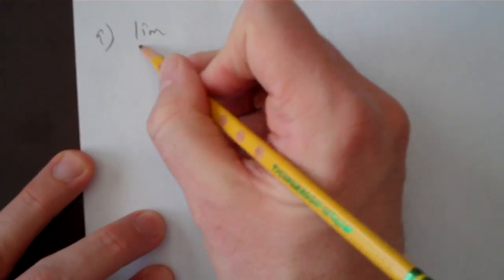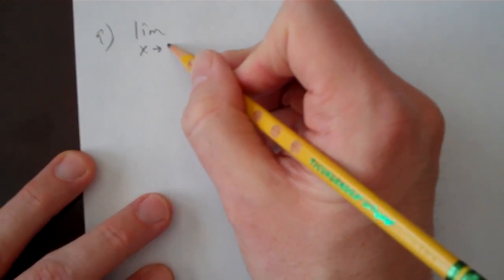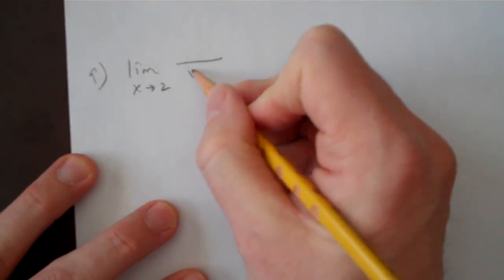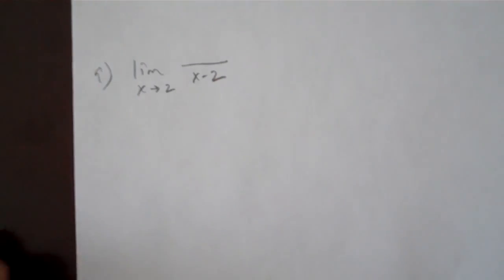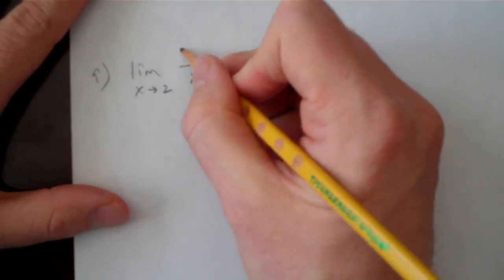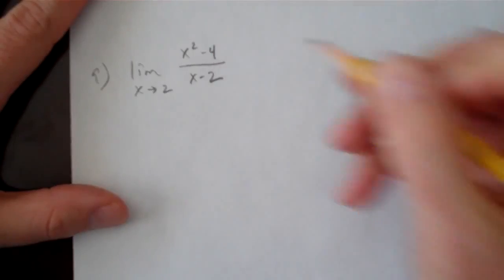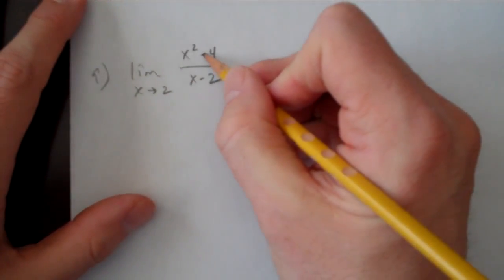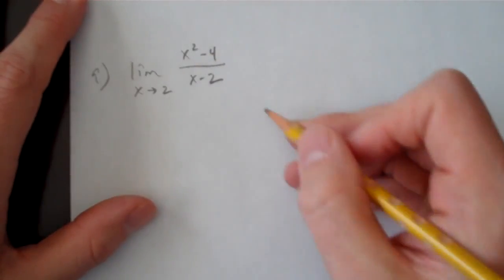Okay, now this is not an infinite limit. Let's say x approaches 2, okay? And let's say they give you something where x minus 2 is in the denominator. And then on top, I should come up with something really obvious here. Okay, this is an obvious one. x squared minus 4, okay? Because I recognize this is going to factor, and one of the factors is going to be x minus 2.